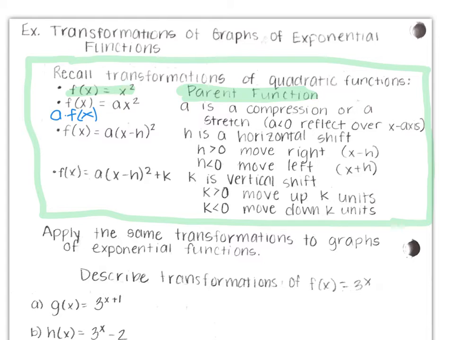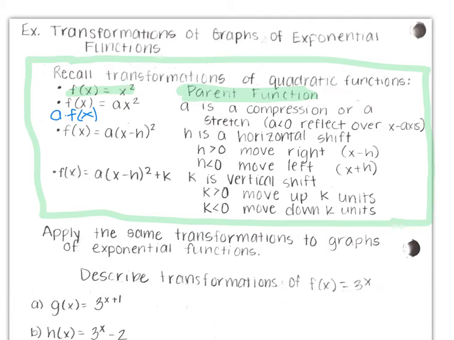Here we have f of x equals a times x minus h squared, where h was the horizontal shift. Okay, so remember when h was positive, we moved to the right. When h was negative, we moved to the left. And then k, that was our vertical shift. So when k was positive, it told us to go up. If k was negative, it told us to go down. So we're going to apply the same transformations to graphs of exponential functions.